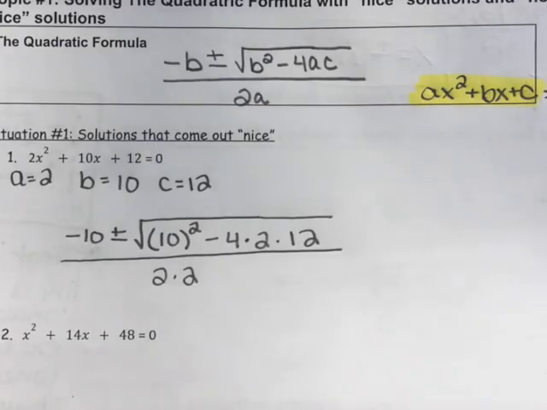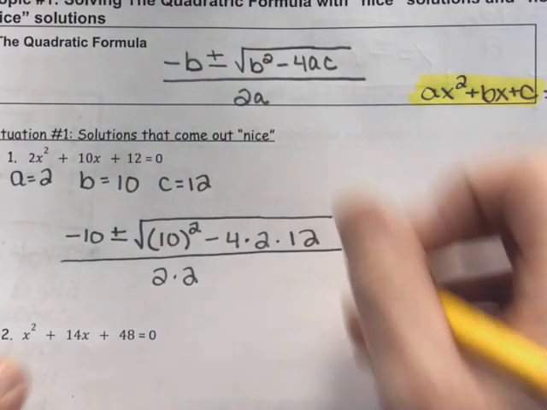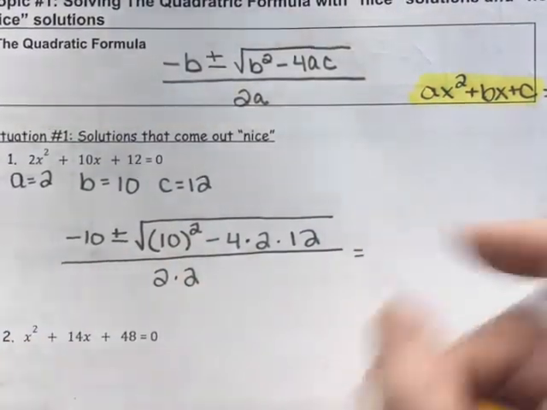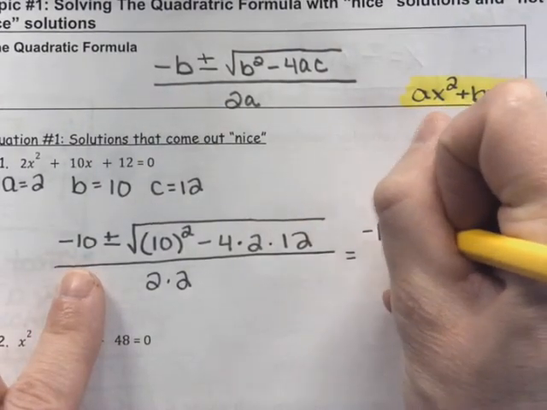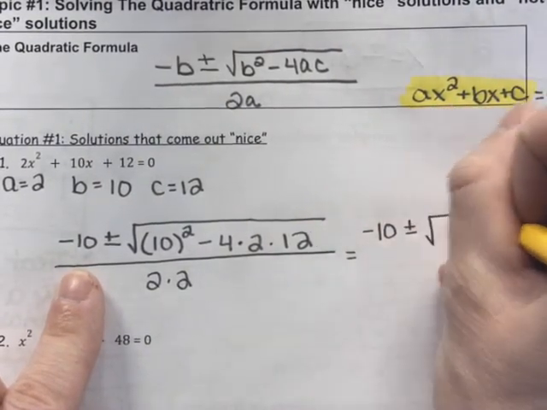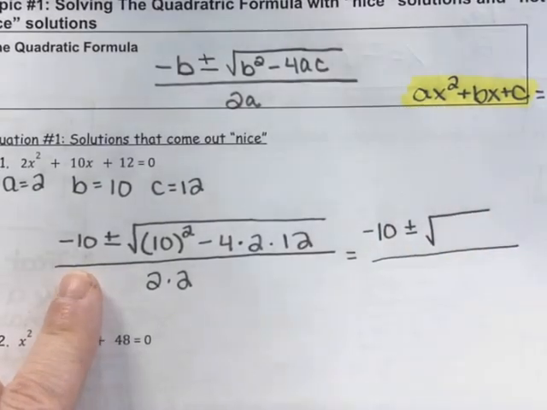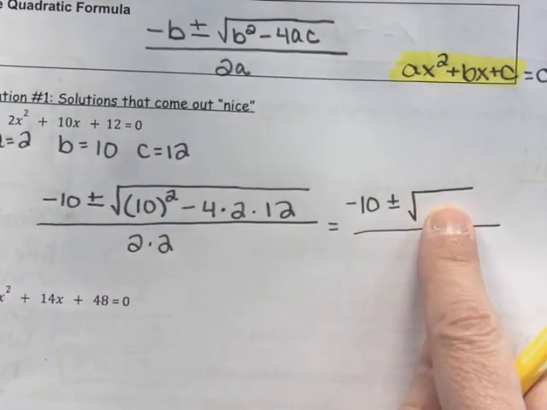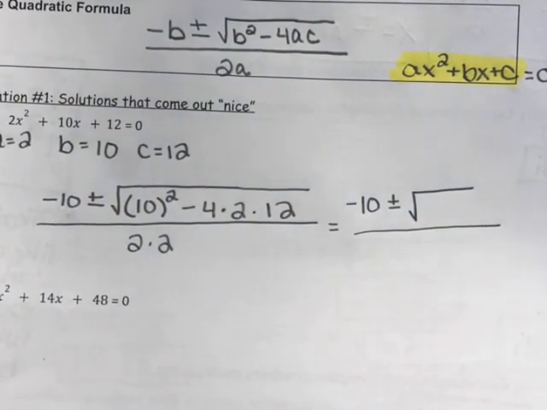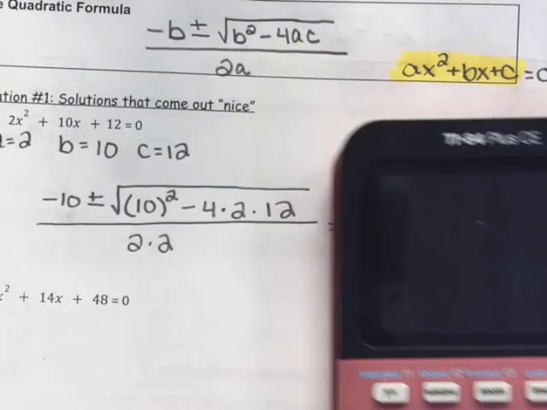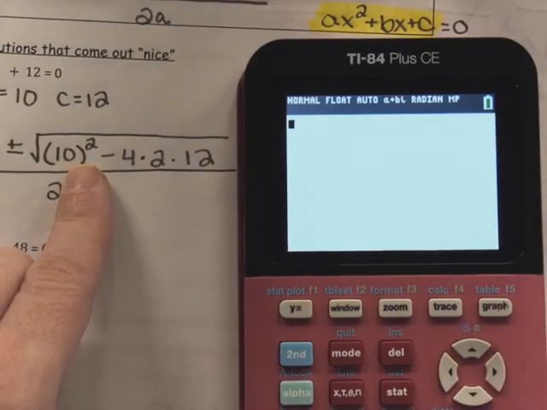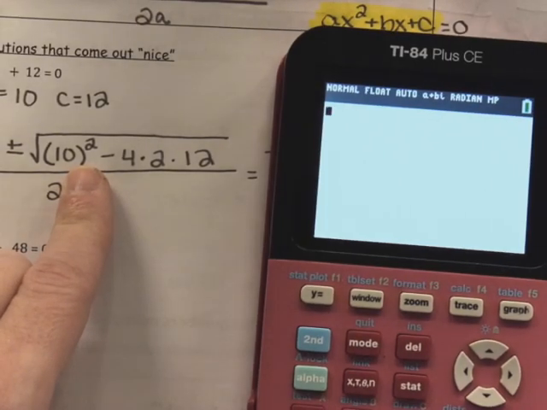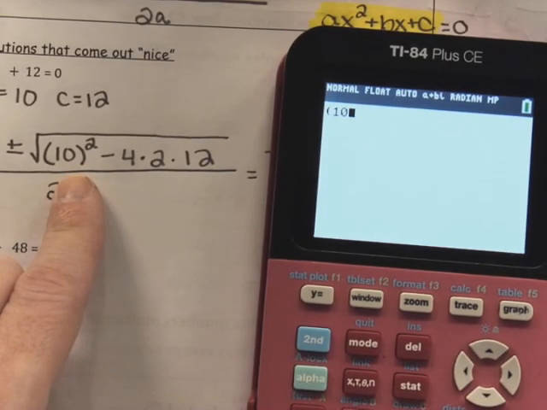Okay. The first thing that I always do when I get to this point, when I've got this whole mess of stuff, I'm going to leave the first thing alone. So I'm going to leave the negative 10. I'm going to leave the plus minus, and I'm going to write my square root. The first thing I do is I figure out what lives under here. And I'm going to use my calculator to figure that out. So on my calculator, do you see how I have all this stuff under my square root? Okay, so let's type that in. So I'm going to do parenthesis, 10, close it, square it.